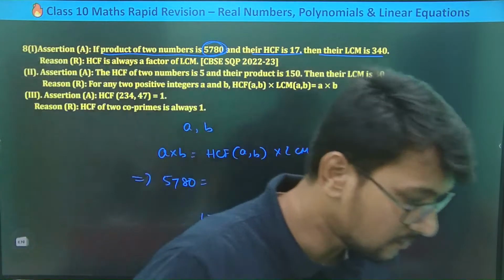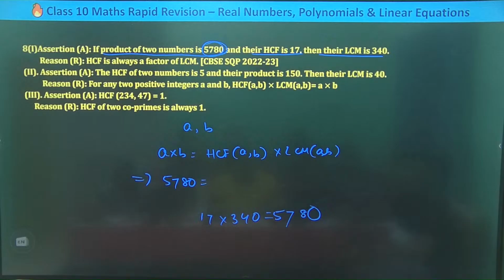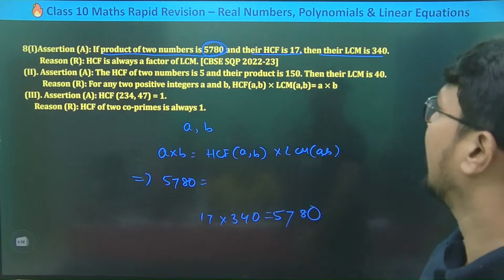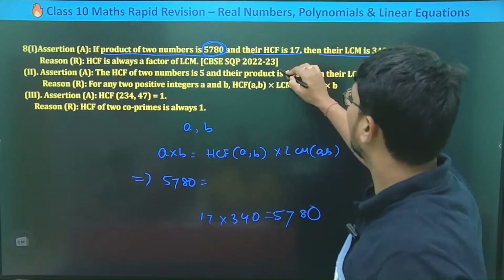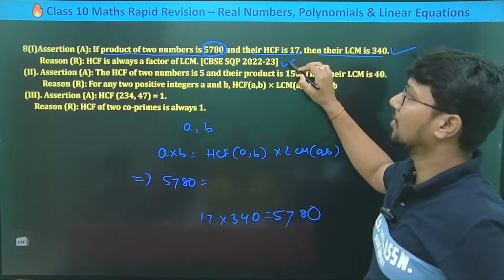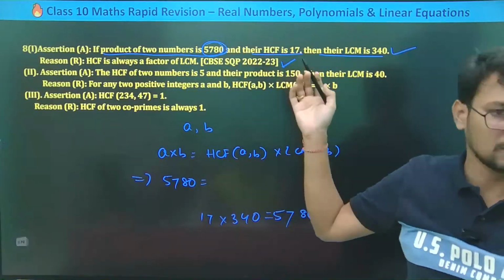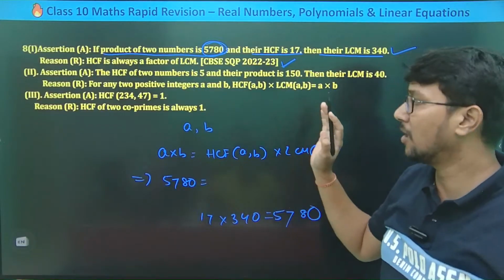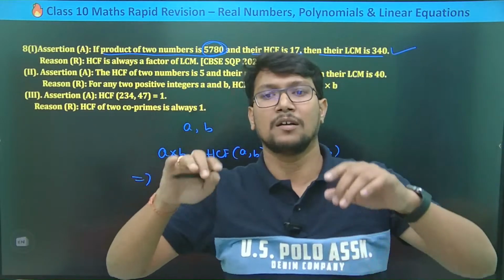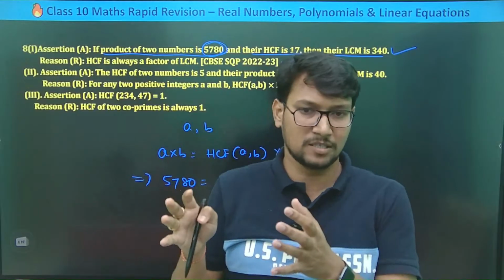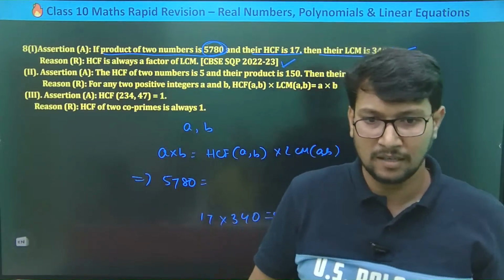Assertion is true. What about the reason? HCF is always a factor of LCM. True or not? It is true. So the assertion is correct and the reason is correct, but the reason is not explaining the assertion. Option B, as per the CBSE rule for assertion-reason options.